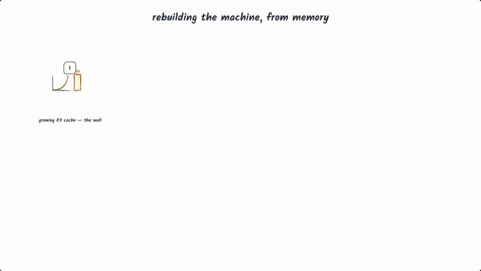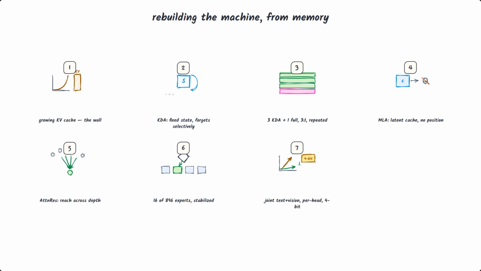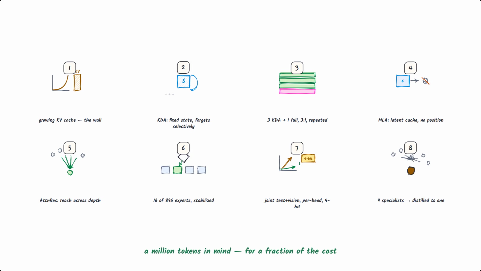Full attention's cache explodes at 1 million tokens. Swap in KDA, 1 small, forgetting state instead. Interleave 3 of those with 1 full attention layer, 3-to-1, buying back precise recall through a latent, position-free cache. A handful of engineering tricks tighten the rest. Better optimizer, 4-bit weights, distilled specialists. Then route each token through 16 of nearly 900 experts. Frontier intelligence, 1 million tokens in mind, for a fraction of the cost.